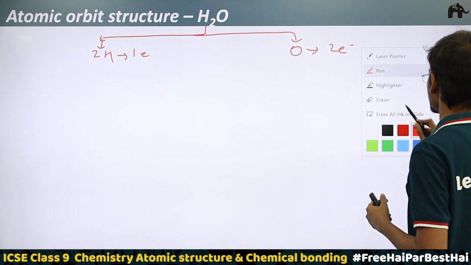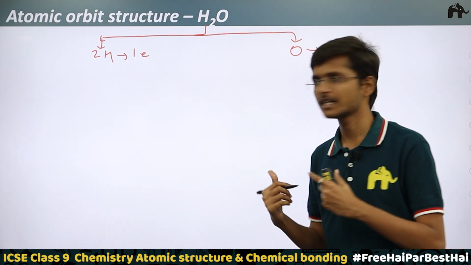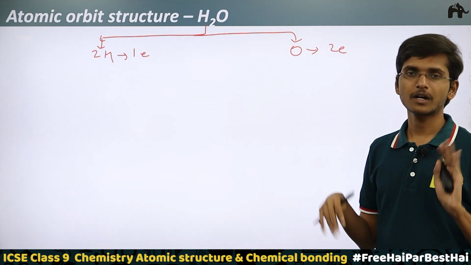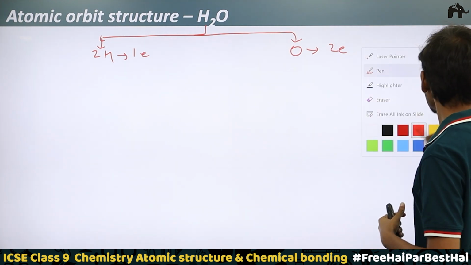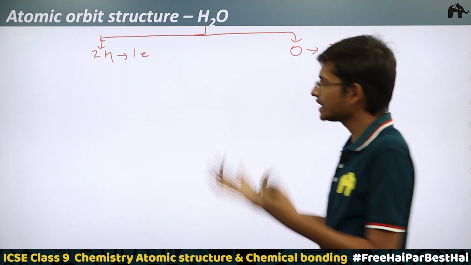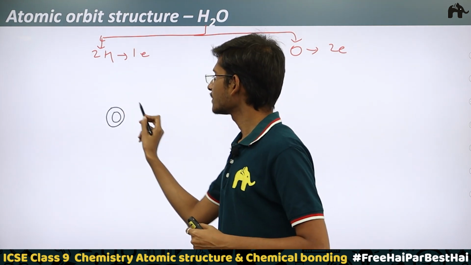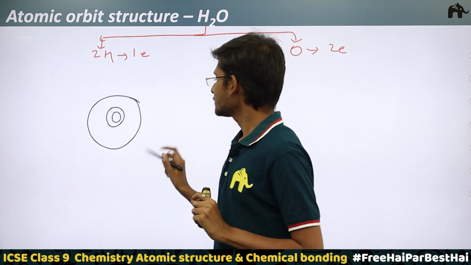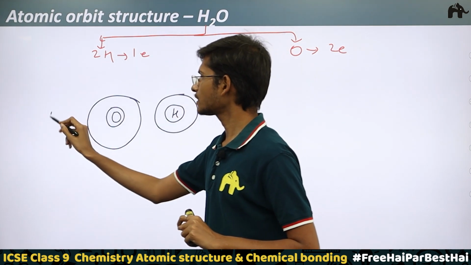Now something has to be done so that all these 3 atoms become stable and attain their nearest noble gas configuration. So what is happening here? The oxygen atom here, in this way, I'm just drawing it here. Then I'm drawing a hydrogen atom here and another hydrogen atom here.